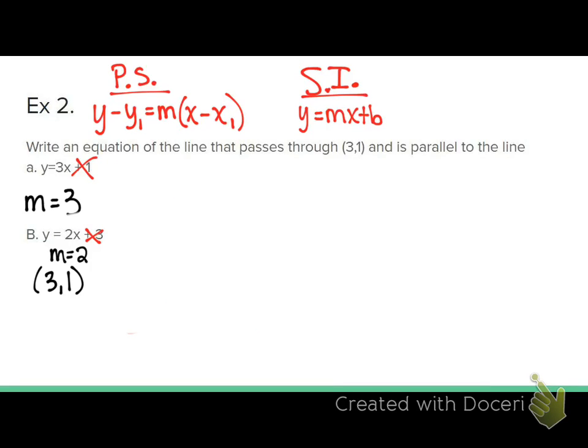All right, let's get started with point-slope form now that we identified our slope that we're parallel to and the point that we're using. y minus 1 equals 2(x minus 3). Questions about point-slope? Distribute.